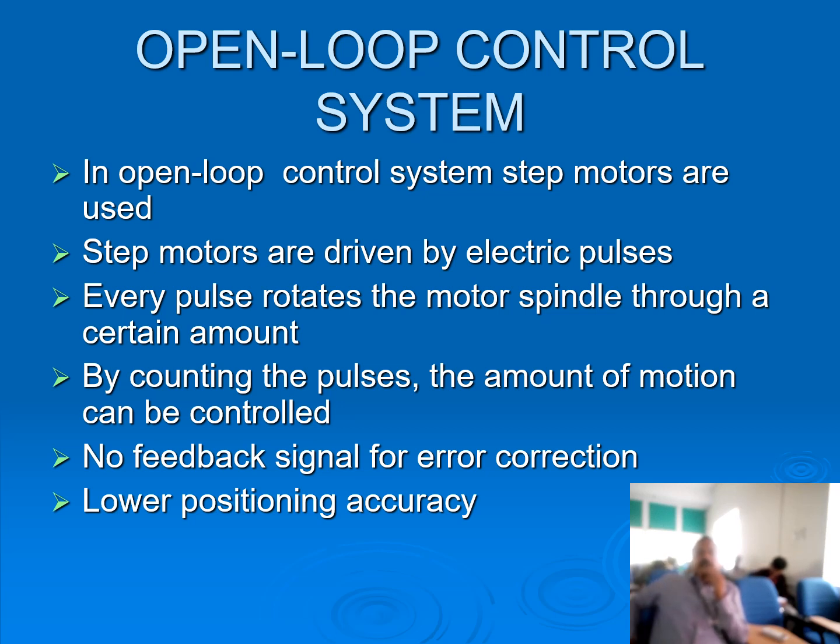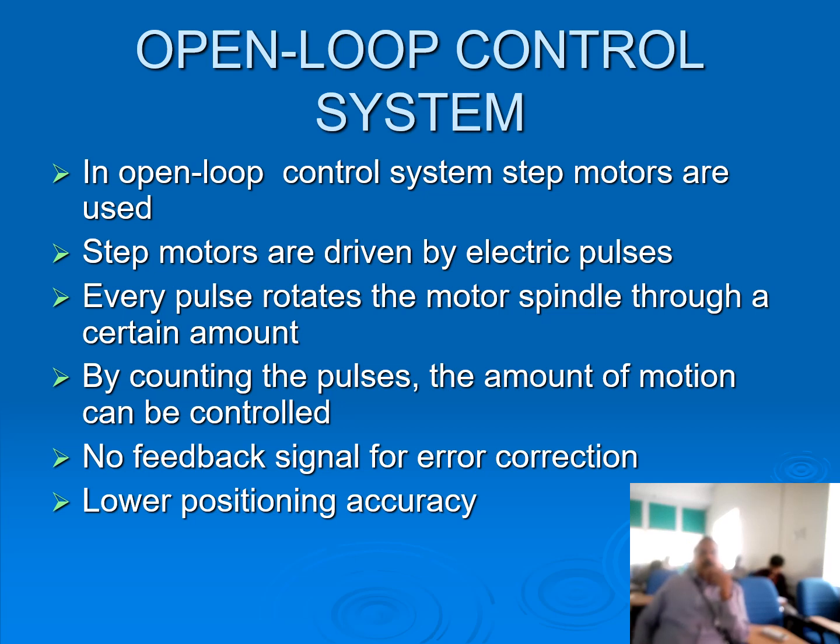The step motors are driven by electric pulses. Every pulse rotates the motor spindle through a certain amount. By counting the pulses, the amount of motion can be controlled. Here, there is no feedback signal for error correction and lower positioning accuracy. So that is a problem here.